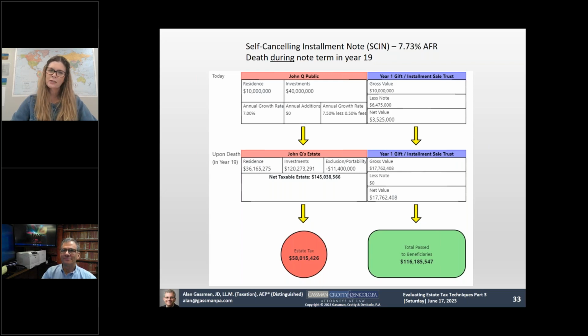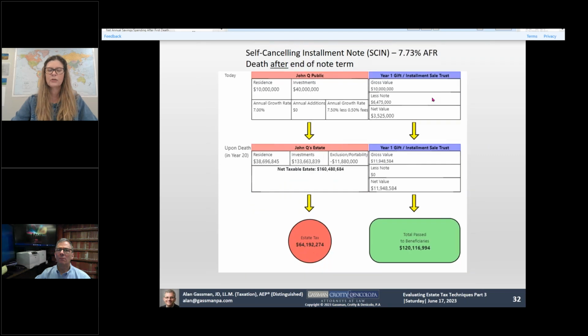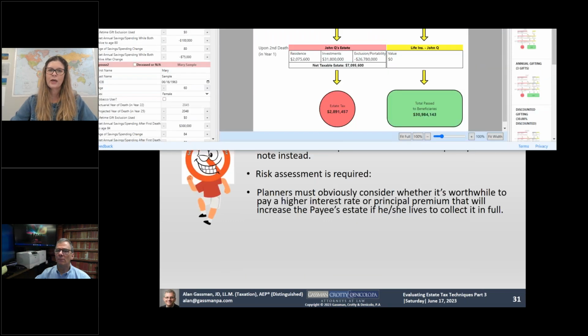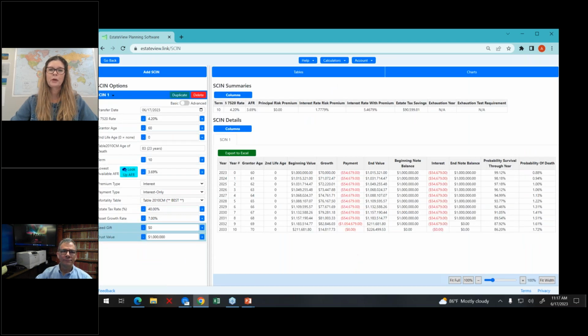In case anybody isn't familiar with it, we talked about a premium on the interest rate. The deal is to make it not a gift for the amount that cancels in case the person dies during the term and is extinguished, and there's no balance due and it's not included in the estate. The trade-off is that you have to set up the note so that it has a premium applied to the interest rate or to the principal.